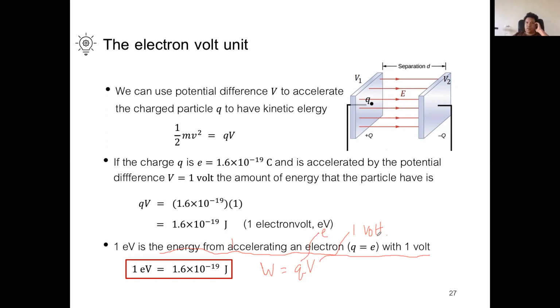So that we should have one volt, and then times by 1.6 times 10 to the minus 19. And so that 1 electron volt is 1.6 times 10 to the minus 19 joule.